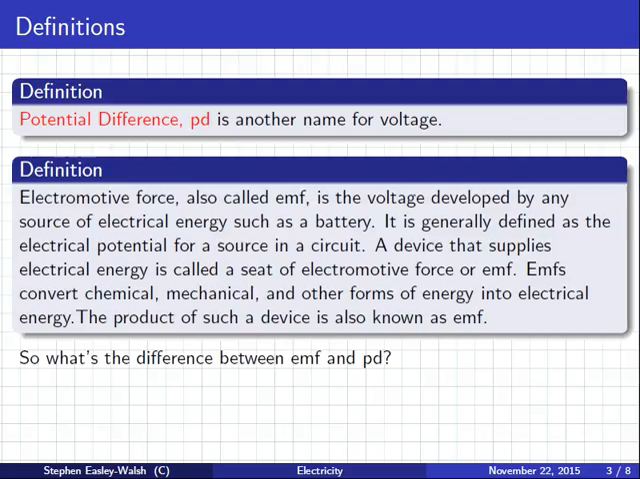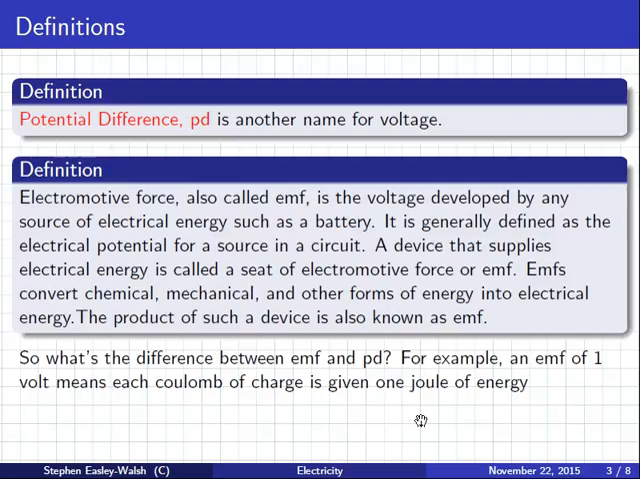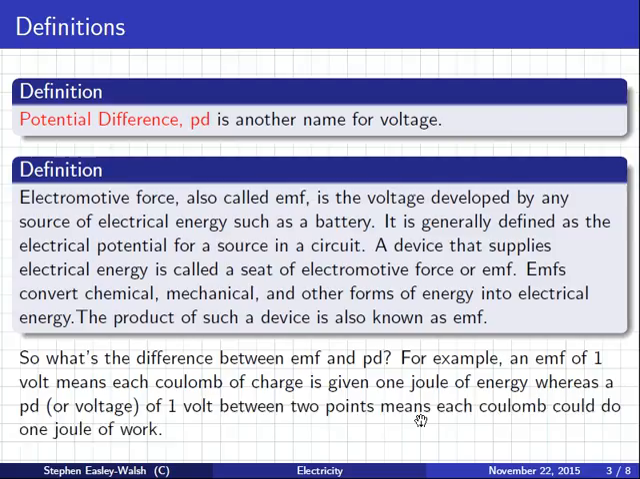So the difference is this: EMF gives, PD takes. EMF gives the energy to move. EMF is the source of the energy in the circuit, and PDs are the consumers of the energy, like the resistors. An EMF of 1 volt means each coulomb of charge is given 1 joule of energy. Whereas a PD of 1 volt would mean between 2 points, each coulomb has done a joule of work.